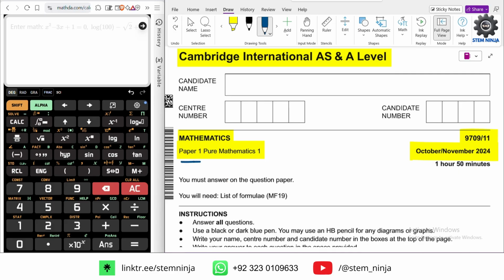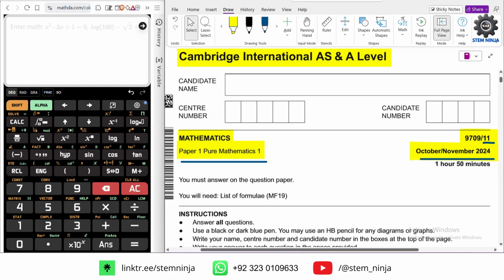Today we're going to talk about the Pure Maths 1 exam, variant 1-1 from the October-November 2024. So let's get into the paper.